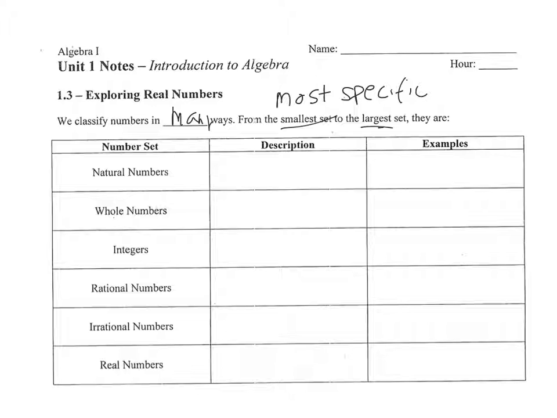So, natural numbers are counting numbers. So counting numbers, if you ask people to count, they're going to start with 1. So counting numbers are 1, 2, 3, 4, ... This is called an ellipses, and it means you're just keeping the pattern going.